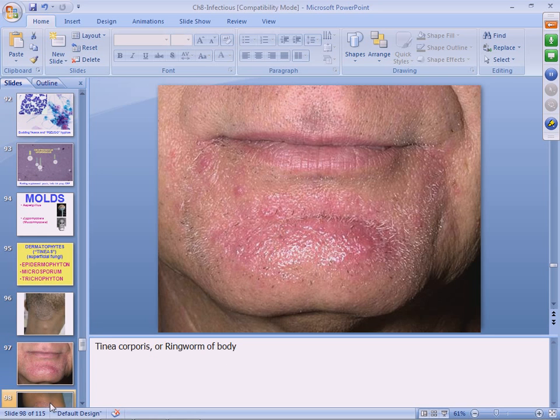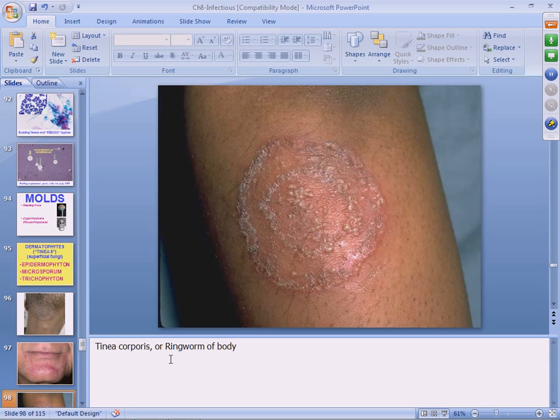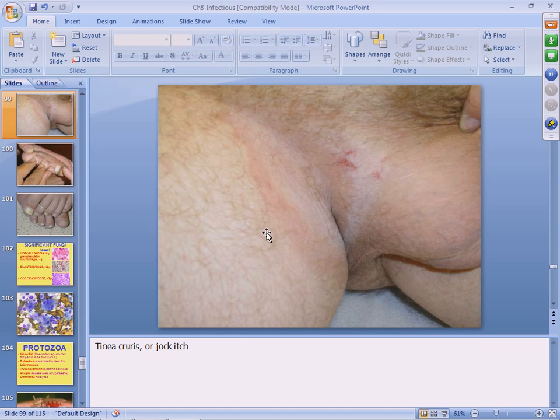Tinea corporis, dermatophyte of the body. In this case, it happens to be an extremity. Also, like tinea capitis, it has a circular, concentric sort of pattern of growth. So another name for that would be ringworm of the body. Tinea cruris, okay, common name, jock itch.